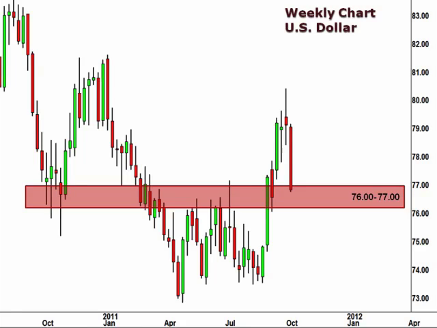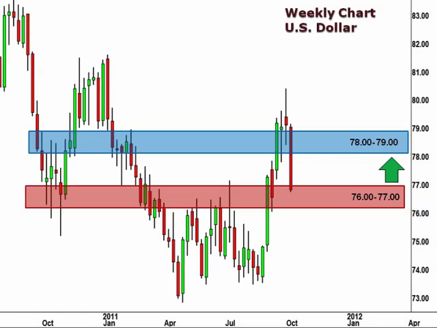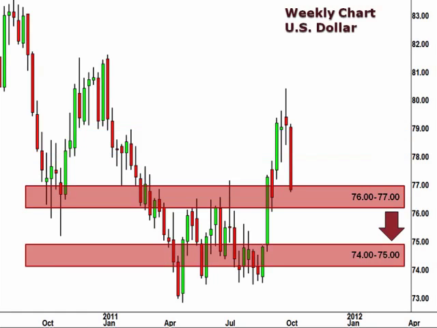Now, we could see a continuation lower to test 76. However, support here is likely to yield a retracement up to test 78 as resistance. Failure at the 76-77 support opens the window for a drop down to 74.